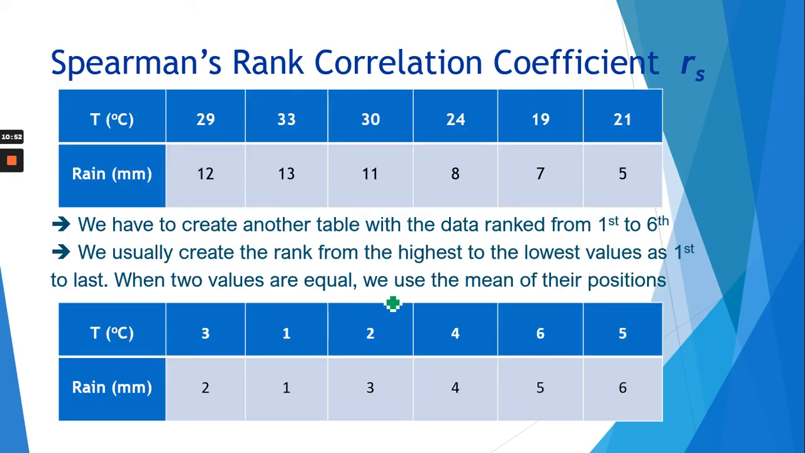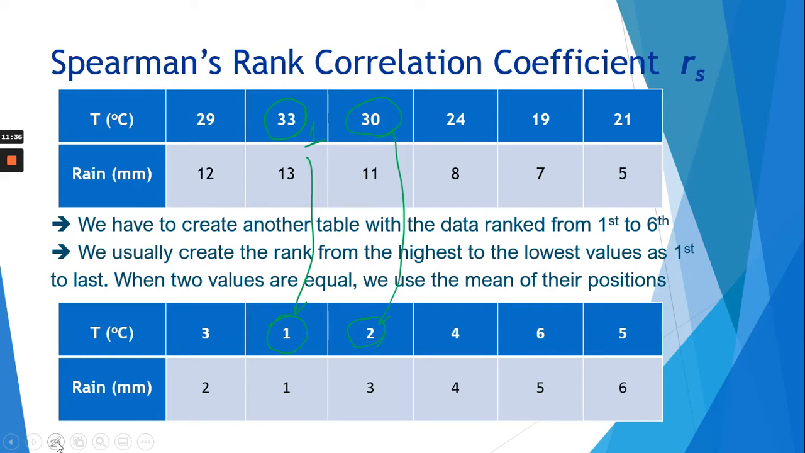So let's put both of them and take a look. What is the highest temperature here? The highest temperature here, the number one, is 33. So we're going to put here number one. The second one is 30 degrees. So this becomes the second. And so on. The third is 29. The fourth is 24. And the fifth is 21. And 19 is the sixth.